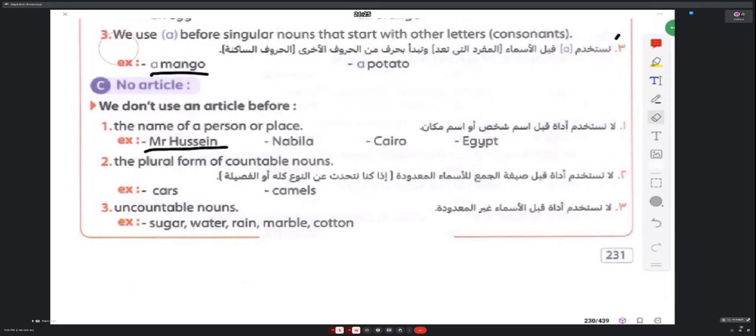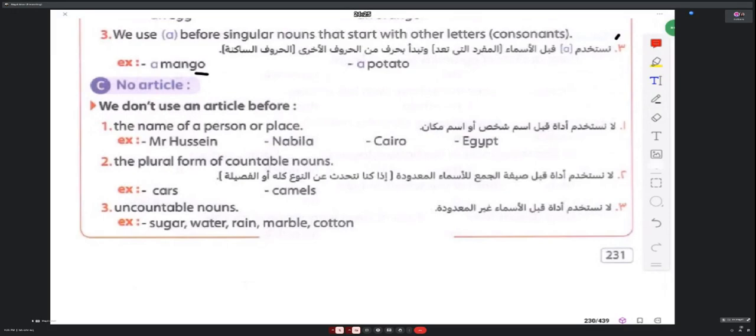We don't use a or an or the before nouns of persons or proper nouns anyway. We call them proper nouns. Proper nouns, we don't use a or an or the: Mr., or Nabil, or Hussein, or Muhammad.